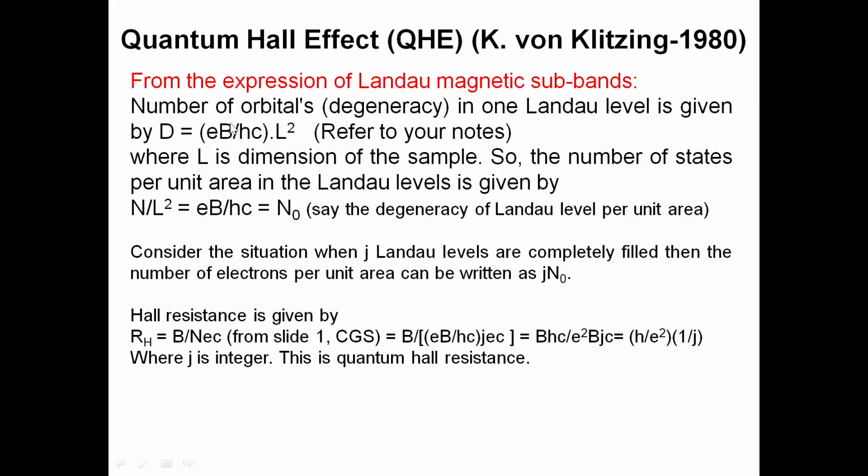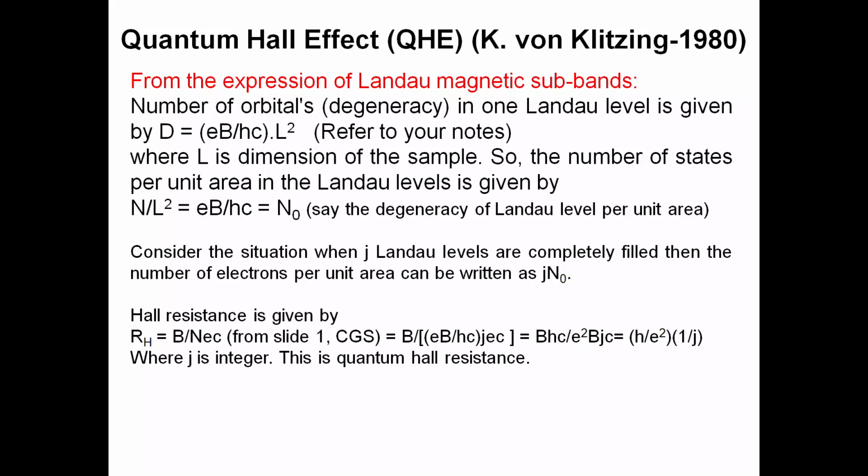Now if we want to calculate the number of states per unit area, we divide by the area of the sample. So the degeneracy divided by L square is nothing but eB by hc. This is the number of states per unit area, and let's say this is n naught. Now consider the situation when j Landau levels are completely filled. Because we are doing the experiment at low temperature, up to the Fermi level all states are occupied, and above that all states are empty.